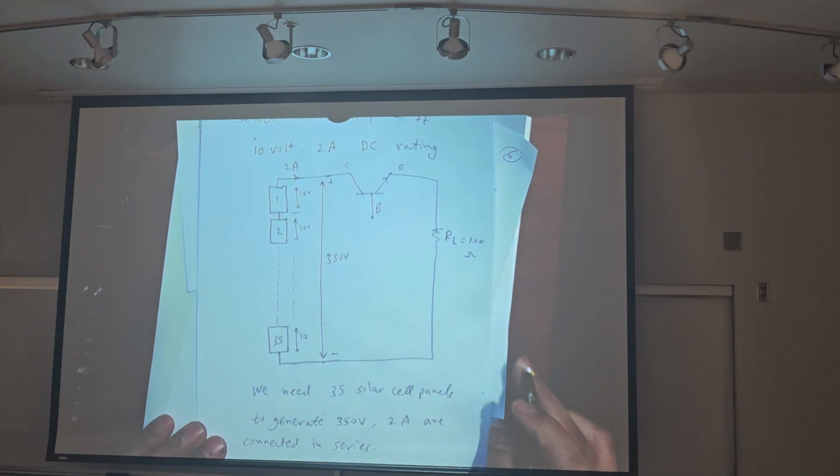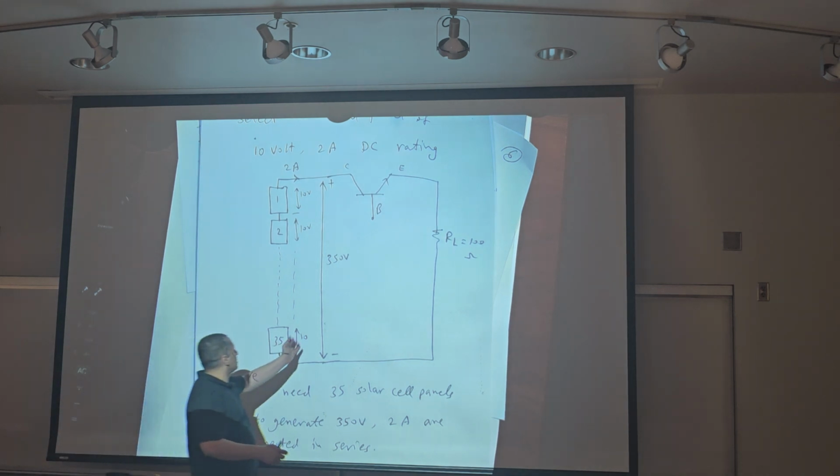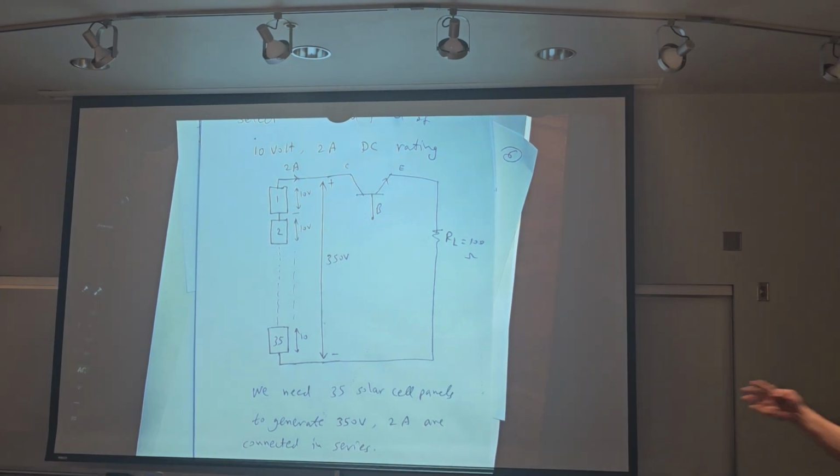Yes, sir. Why is it 10 volt per solar panel? You are the designer. Okay, we select 10. Maybe another student selects 20, or another will select 15 volt. This is design. You can select any standard value from the market. 10 or 15, 20, 120. If you select 120, you need just 3 panels, 1, 2, 3.